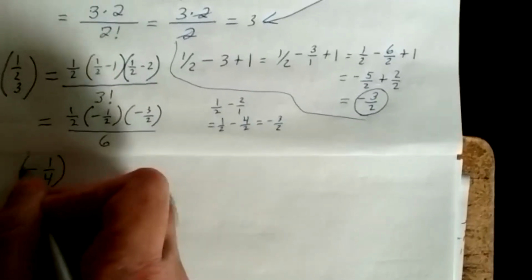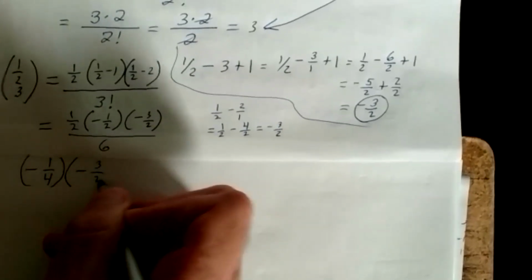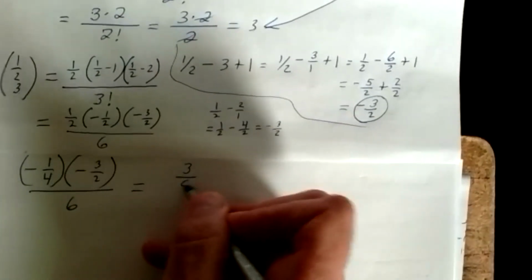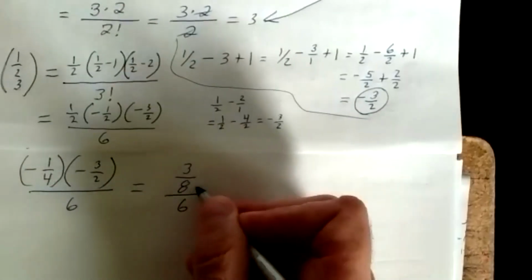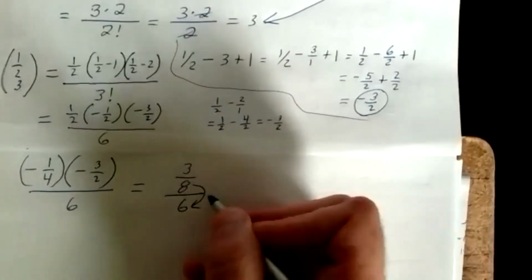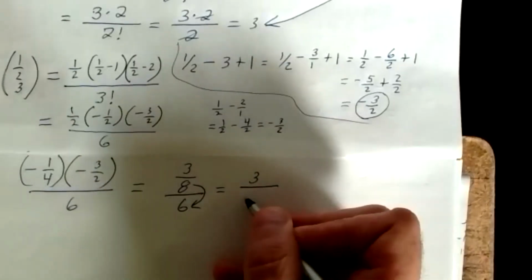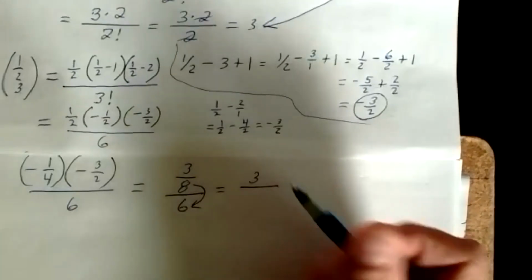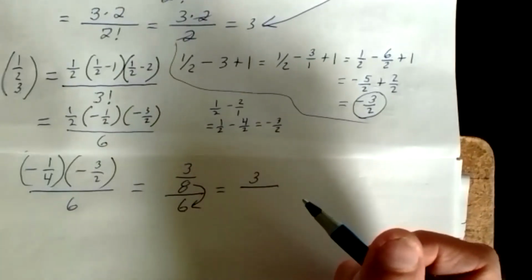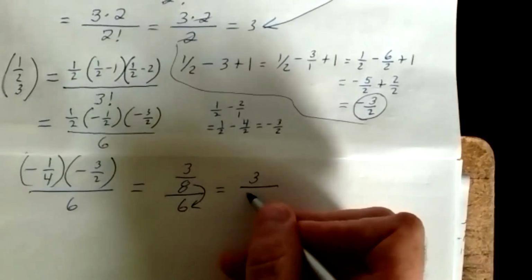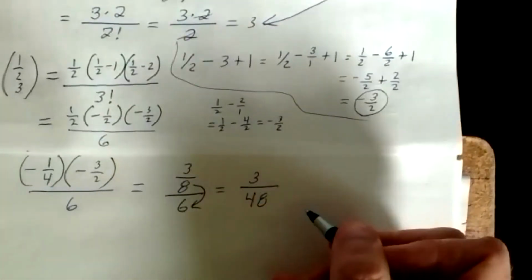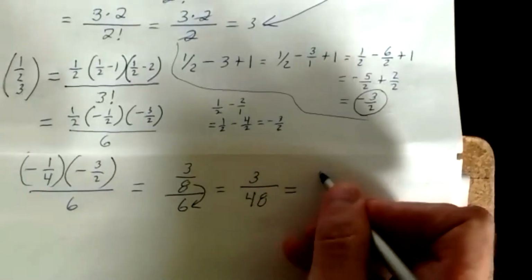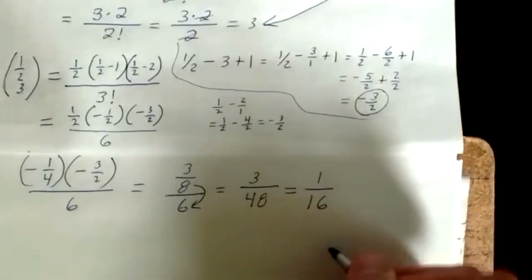1/2 times negative 1/2 is negative 1/4 times negative 3/2. That's over 6. This is going to be positive 3/8 divided by 6. This 8 comes down and joins a 6. So this is going to be 3 over what? What's 6 times 8? 48. So this is going to be 3 over 48. But we can reduce 3 over 48 down to 1/16.